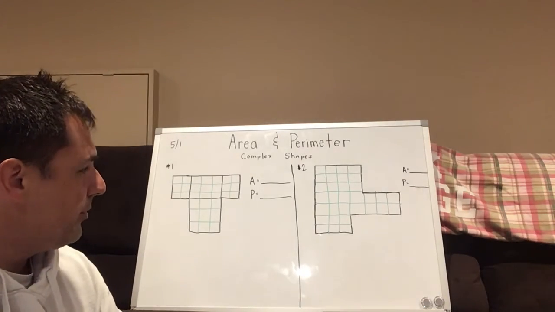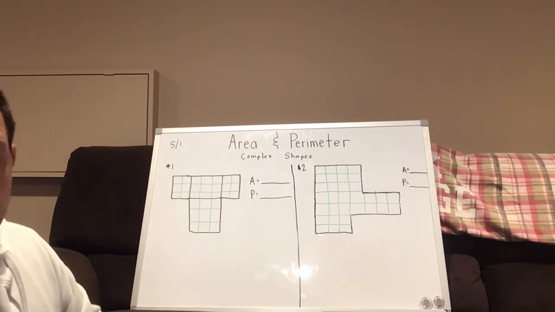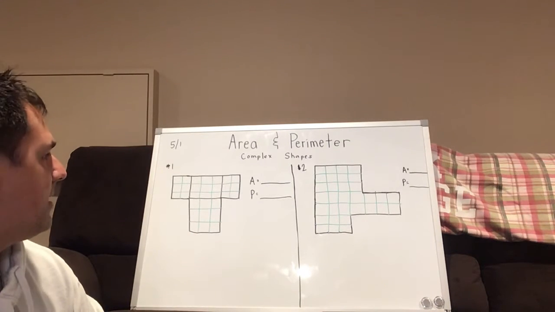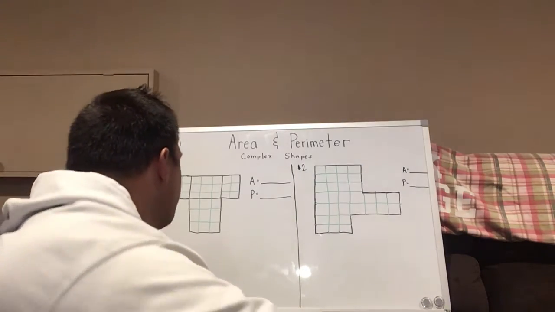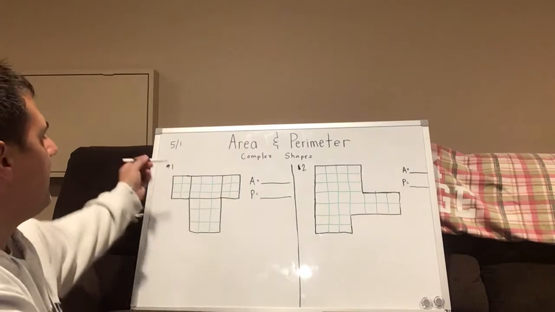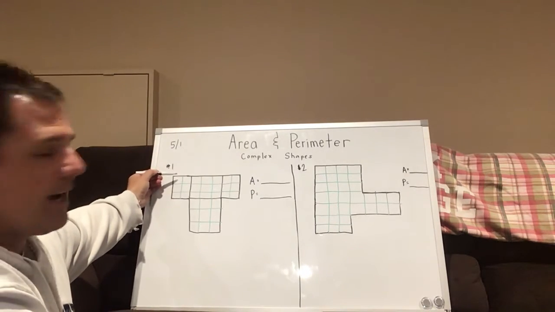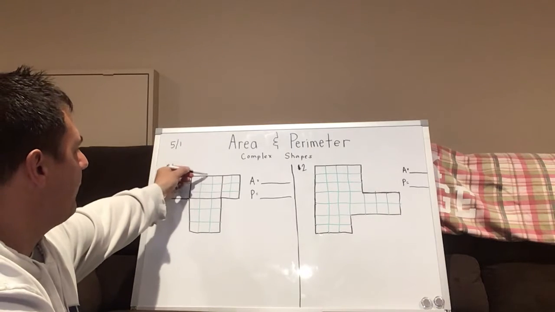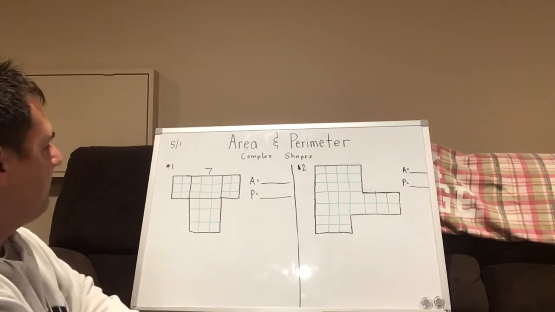So the first thing we're going to do today is take our regular shape. And you can see today's shape looks like a block letter T. The first thing we always need to do is come up with the dimensions. So I'm going to start at the top, and each of these squares is 1 unit long. So I'm going to count my way across the top. 1, 2, 3, 4, 5, 6, 7. So I know the length of the top is 7.